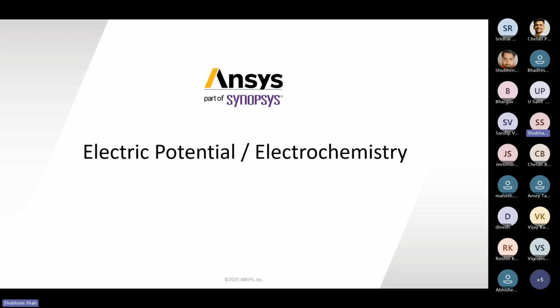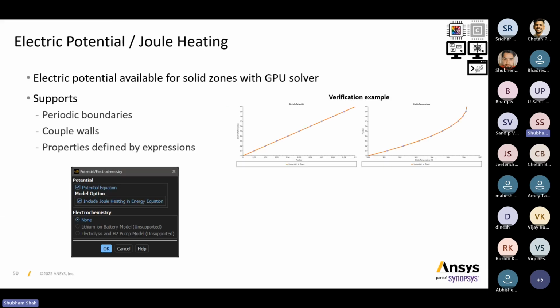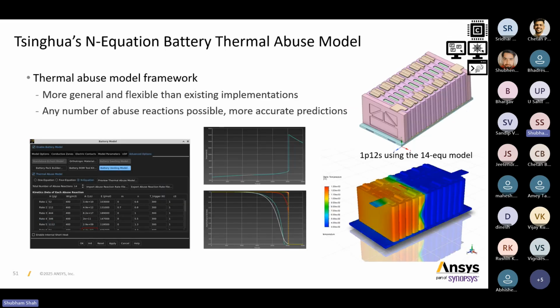When we talk about electric potential or electrochemistry, Joule heating is available with the CPU and GPU. This is basically oriented towards battery modeling and fuel cell modeling. It now supports coupled wall properties defined by expressions and periodic boundaries. This is available in GPU mode.